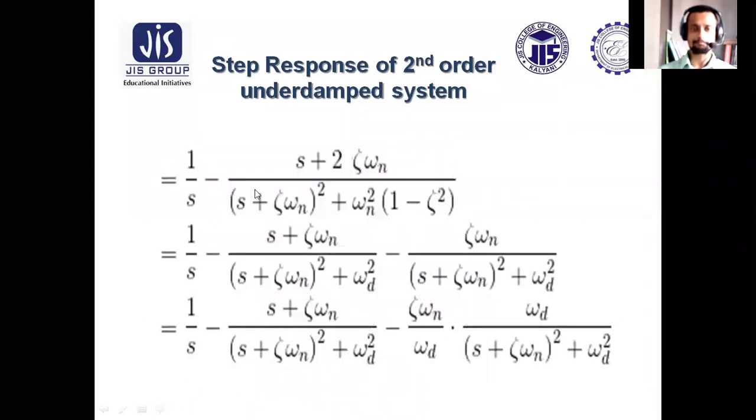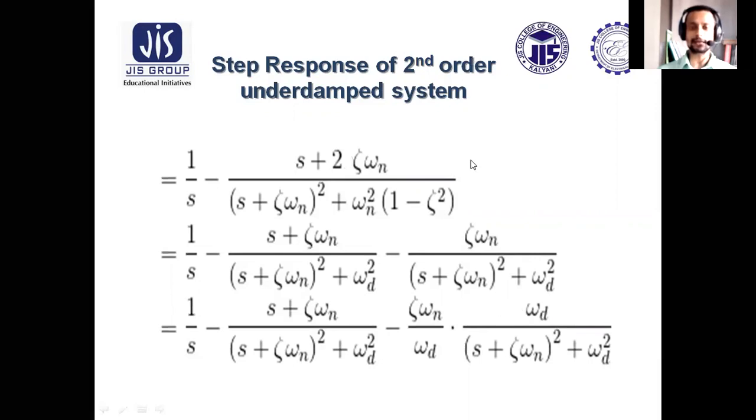Now we have got up to this in the last slide. Now 1 by s minus this, (s plus 2 zeta omega n), is broken again into two parts, s plus zeta omega n and zeta omega n. So this is broken like this: 1 by s minus (s plus zeta omega n) by ((s plus zeta omega n) whole square plus omega d square), minus, here it is zeta omega n, so zeta omega n by omega d into omega d. So omega d is again taken falsely.